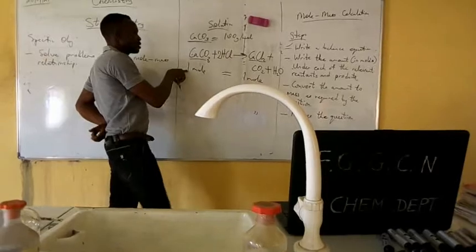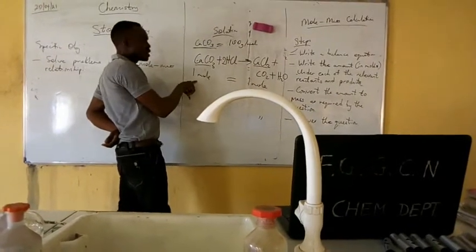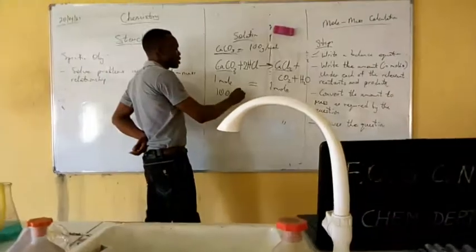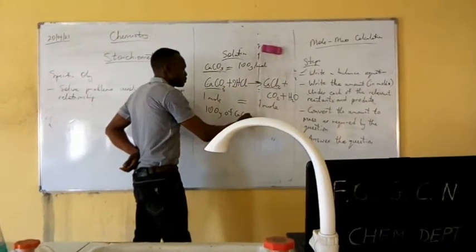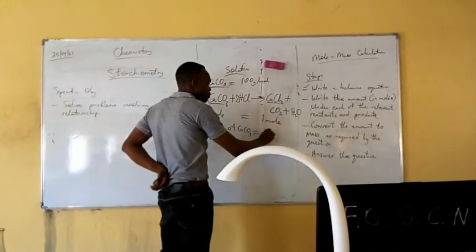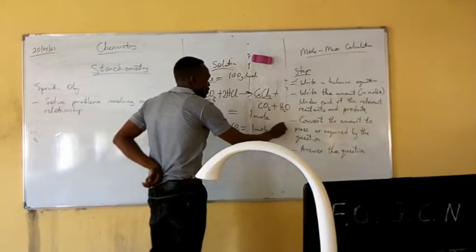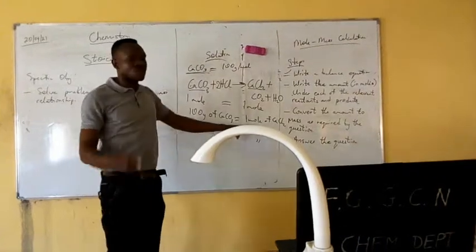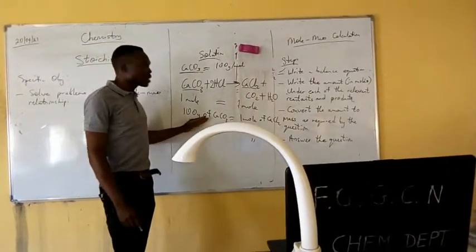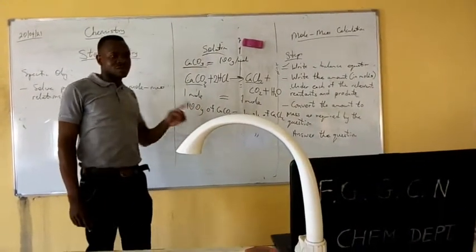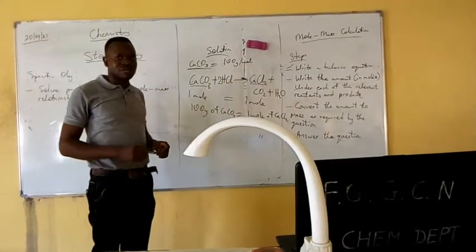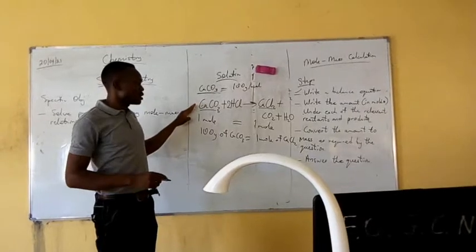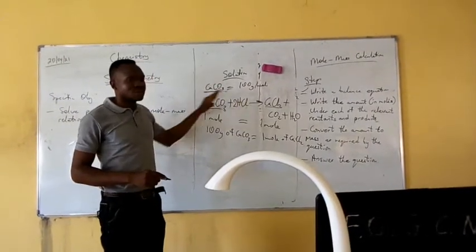So from here, in every 1 mole of calcium carbonate, there is 100 grams. So here, 100 grams of this calcium carbonate is equal to 1 mole of calcium chloride. Calcium chloride will maintain mole because the question is in moles, while the calcium carbonate is moving to mass because the question is talking about mass, 50 grams has been given. So this is the statement according to the balanced chemical equation.